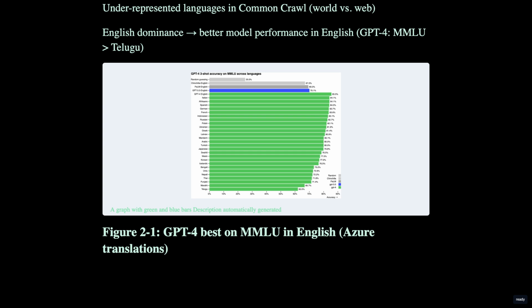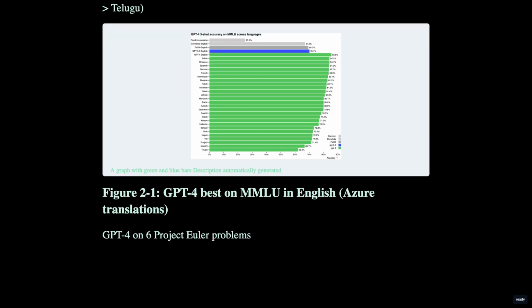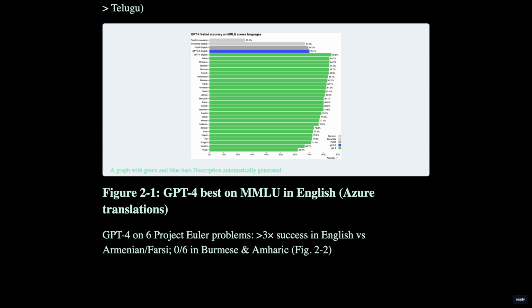On 6 Project Euler math problems, GPT-4 solved the English versions more than 3 times as often as it solved Armenian or Farsi versions. It failed every question for Burmese and Amharic. The full comparison is shown in Figure 2.2.